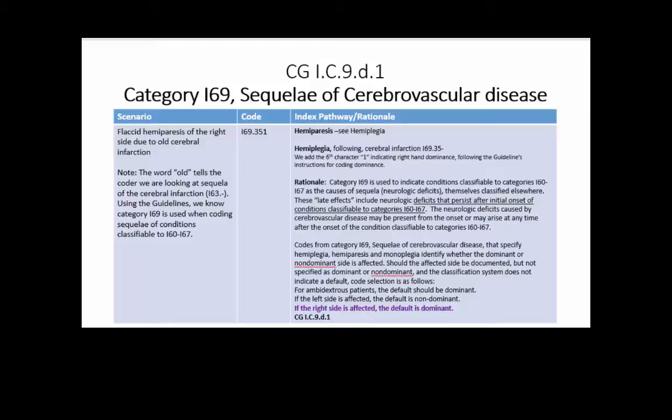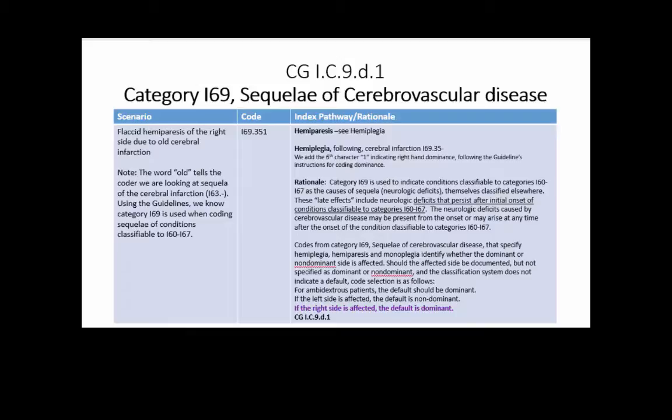In this particular scenario, the word old tells the coder we're looking at sequela, and we know from our guidelines that category I-69 is used when coding sequela. Then I make a note here in the rationale to just make a point of always remembering this is a deficit that's persisting after the patient's been discharged.